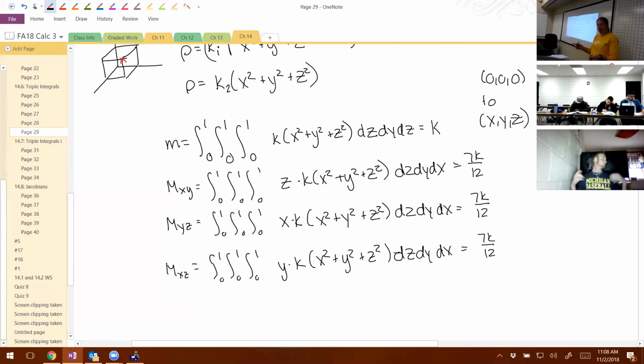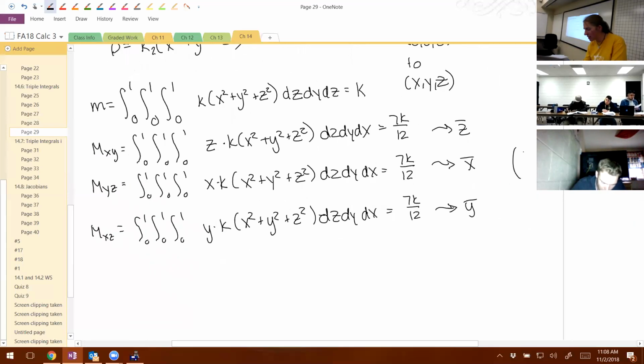So the actual final answer that we care about is going to find the x bar, y bar, and z bar. X bar is going to come from the moment about the yz plane. Y bar is going to come from the one on the bottom we have here. And z bar is going to come from this one. But they're all the same, and we divide those by k. We're just going to get the point 7/12, 7/12, 7/12. I did not do any of the math here to get that, but hopefully you can follow if you go back over this one.